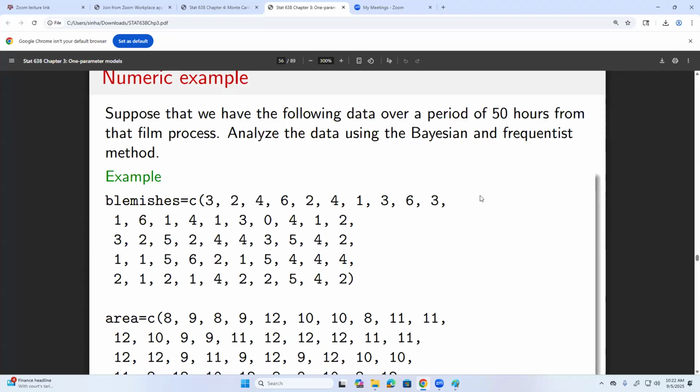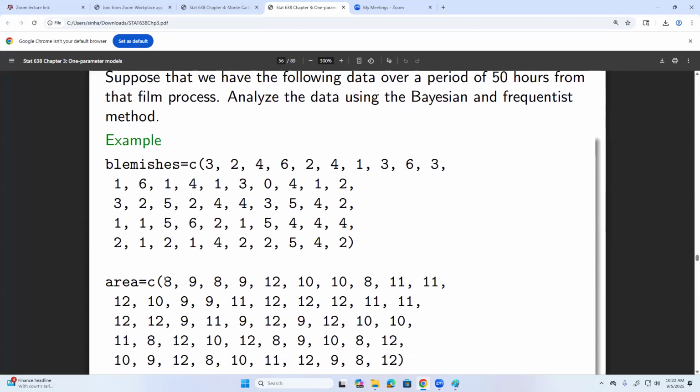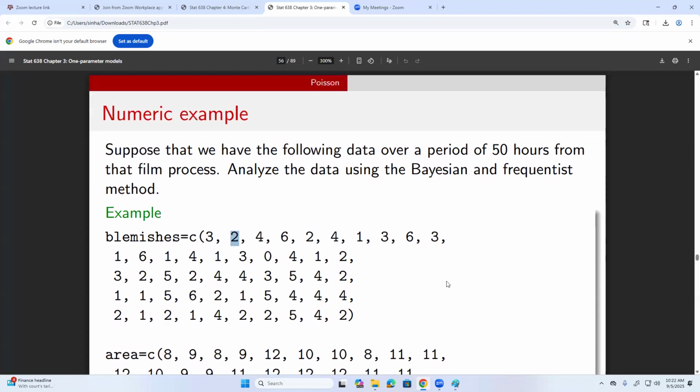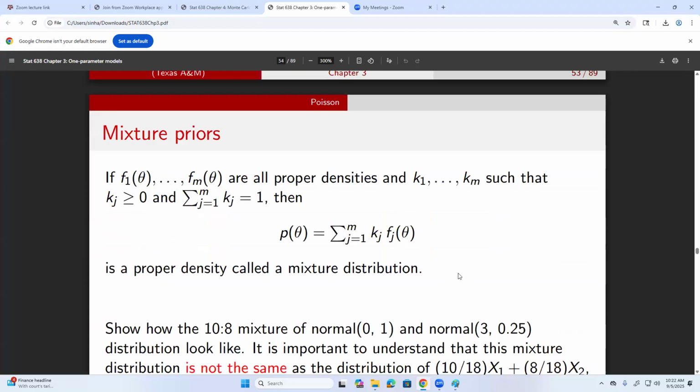So what you have is blemishes, number of blemishes found, and every time it was sampled over a certain square centimeter area. Suppose on the first occasion, it took a sample of 8 centimeter square area and found 3 blemishes. Next instance, it sampled 9 centimeter square area and found 2 blemishes, so on and so forth. So you have 50 hours. For every hour, the process took a sample of certain areas of that film process.